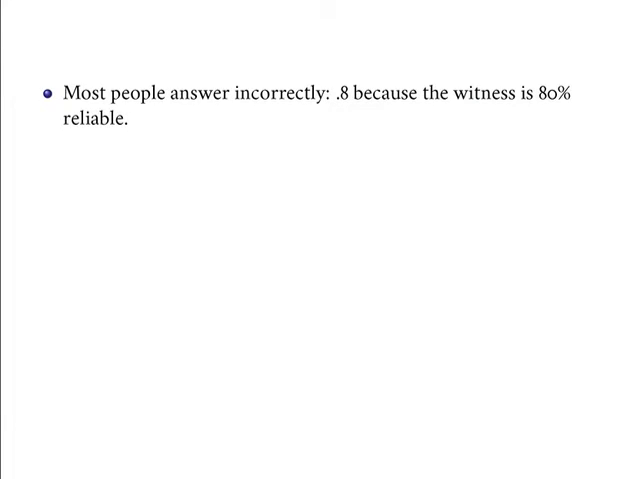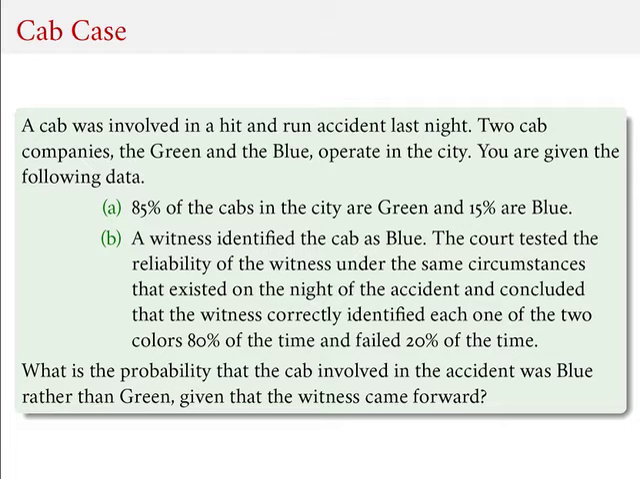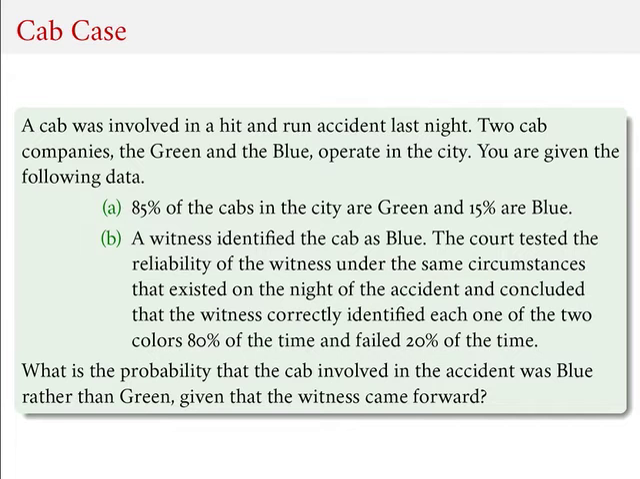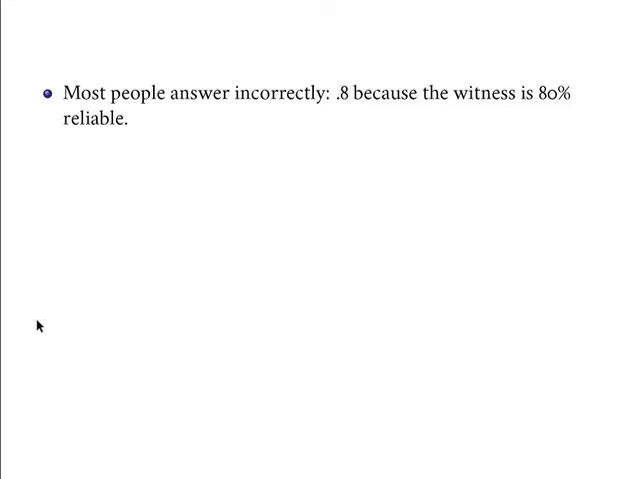So most people answer this question incorrectly. Most people say that the conditional probability that the cab is blue, given that the witness said so, is 0.8 or 80%. The reason for that answer is that the witness is 80% reliable. So given that this witness said the cab was blue, and given that the witness is 80% reliable, many people think that therefore the probability that the cab was blue is 80%.